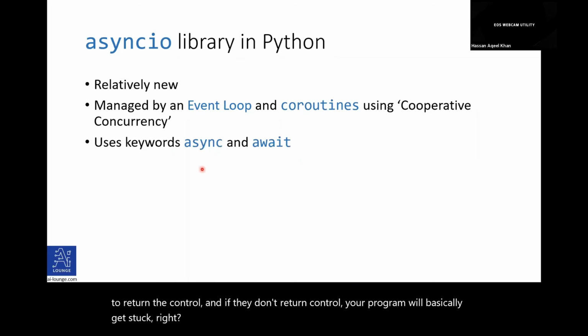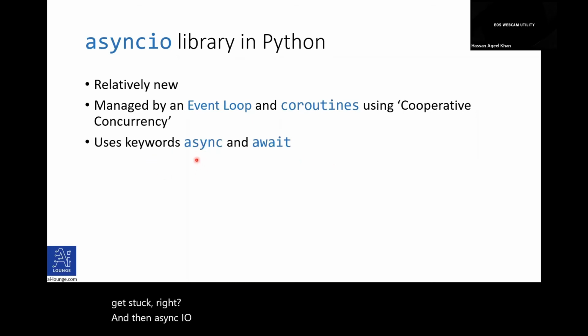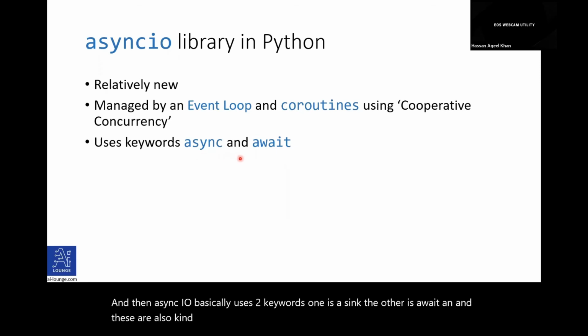And then async IO uses two keywords. One is async, the other is await. These are also important, and I'll talk about these in a second as well.